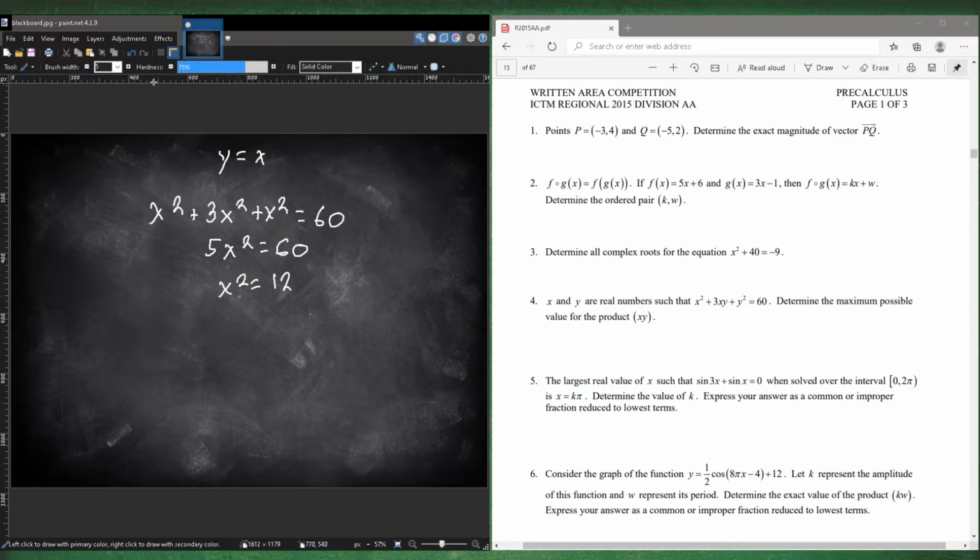So we don't really need to find out what x is anymore because remember your y is equal to your x, right? So that means x squared is also equal to x times x, which is also equal to x times y, which is what we're looking for. So that's just equal to 12. And that's your answer for number 4.